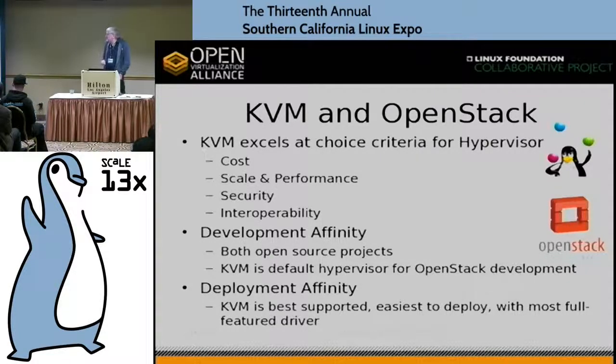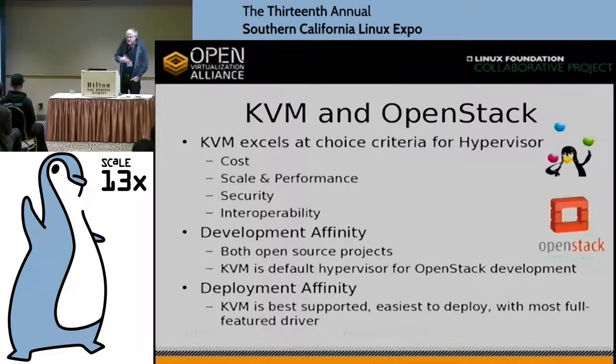And interoperability, being able to connect with other systems, becomes key. So intrinsically, there's a good reason for running OpenStack on KVM. Secondly, they're both open source projects, so there's a development affinity between KVM and OpenStack. And KVM is the default hypervisor for OpenStack development.